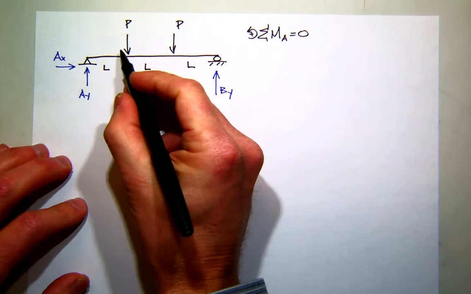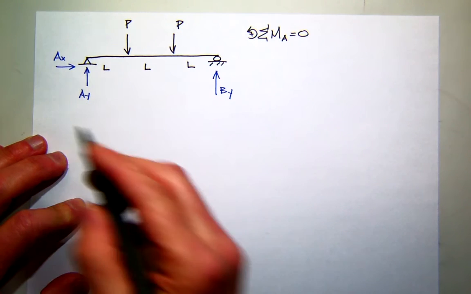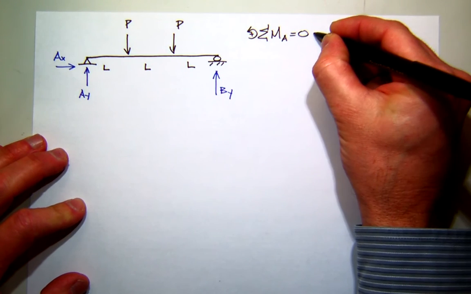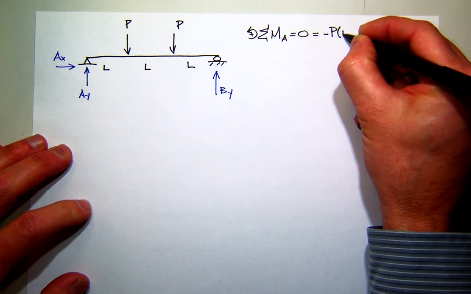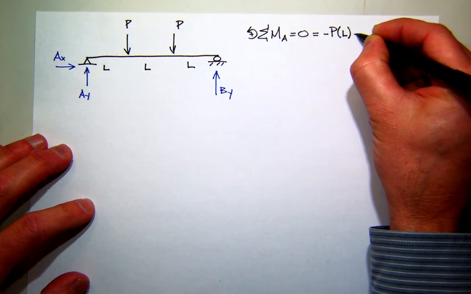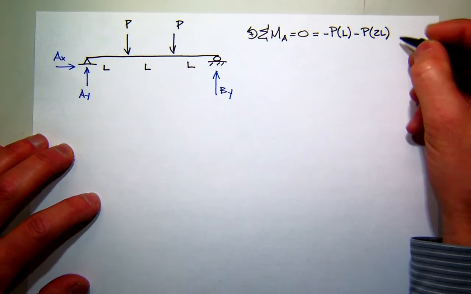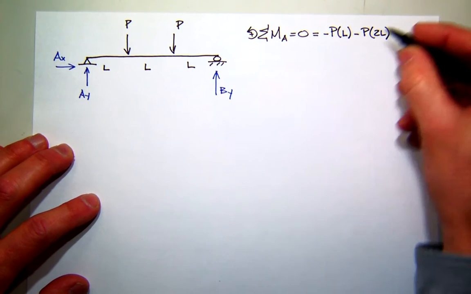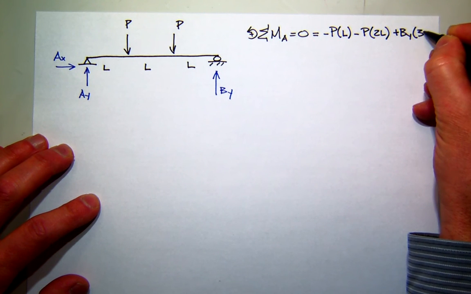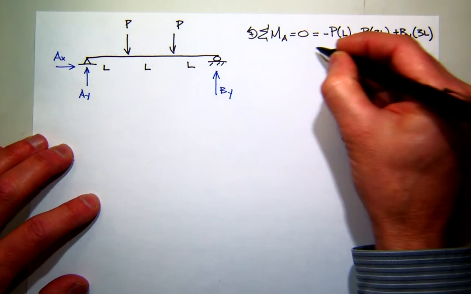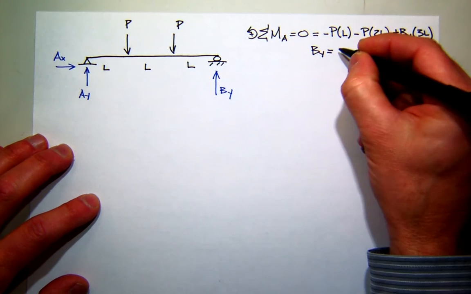So looking at these two forces P and their effect around A, is that positive or negative moment? Negative, right? So the first one will be P times the moment arm of L. The second will be minus P times 2L. And then I'll have BY, which creates positive, and it'll have a moment arm of 3L. So what is BY equal to? Believe it or not, it's P.